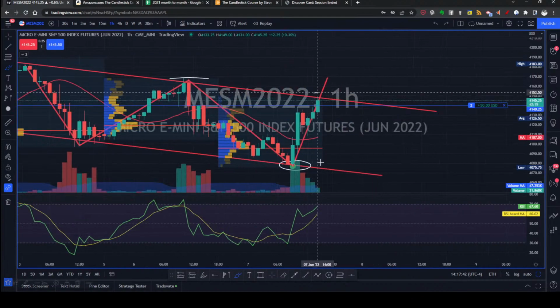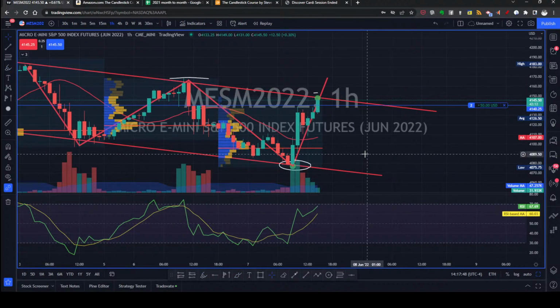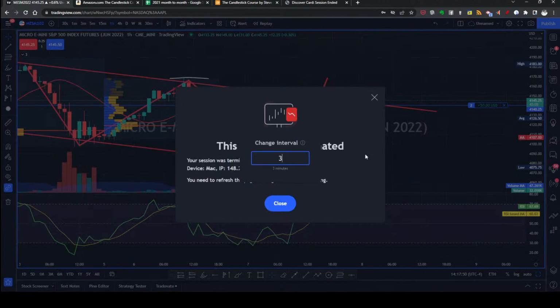But we are tapping this line right here. I'm interested to see, are we going to break through this, or are we going to come back into the channel here? So back to the 3-minute.